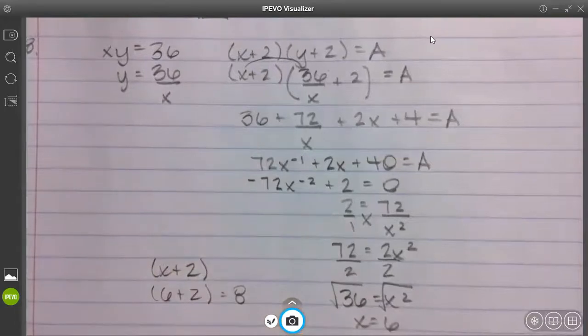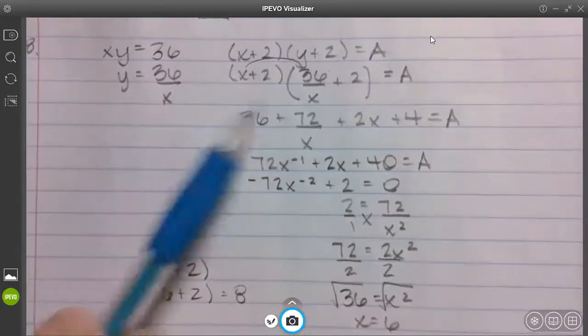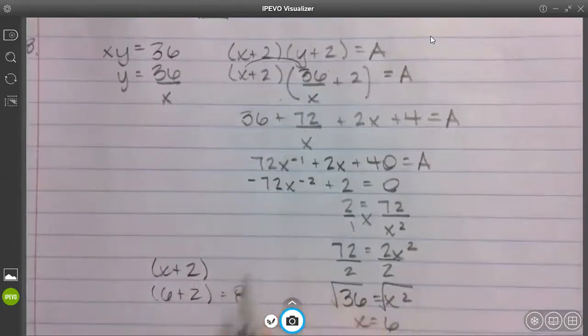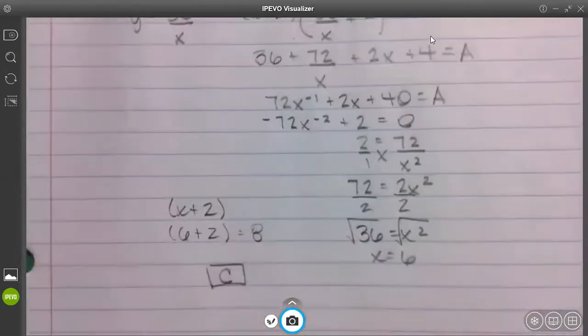There's only one with 8. And again, same thing, 36 divided by 6 is 6, plus 2 is 8. So 8 by 8 is what your paper is going to be, and that's the one that's C.